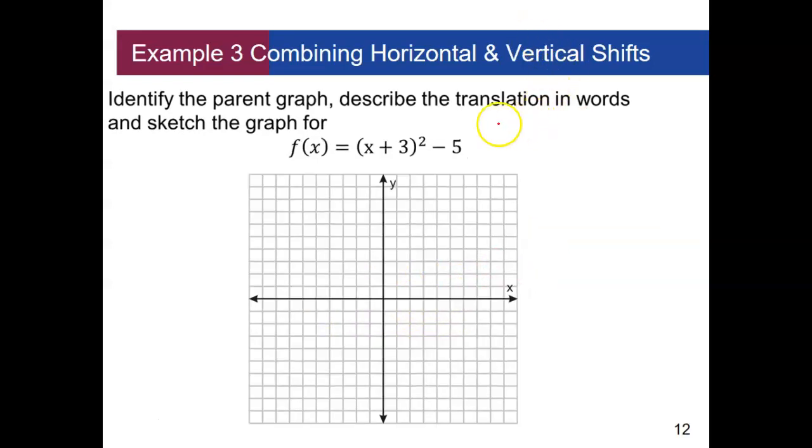Okay, here's another one. If we want to identify the parent graph, we've got this square term here, so my parent graph is x squared. This part is inside the parentheses, so I'm going to move this left 3 units. This part is outside, so I'm going to go down 5 units. So I would have normally started at the origin for the graph x squared. This time I'm going to go left 3 and down 5 and start my graph at that location.